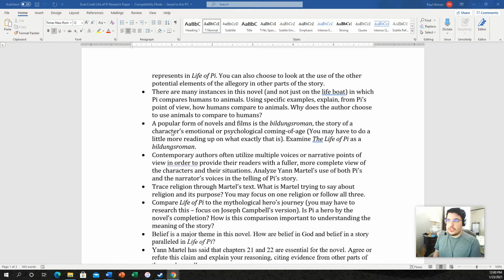says there are many instances in this novel in which Pi compares humans to animals. There's a lot of examples, not just when Pi is on the boat, but also when he's working with his father at the zoo and all of that stuff, and he's trying to find his own way religiously and faith-wise. So there's a lot of that where animals are used to make a larger point, a metaphor about life or something like that.